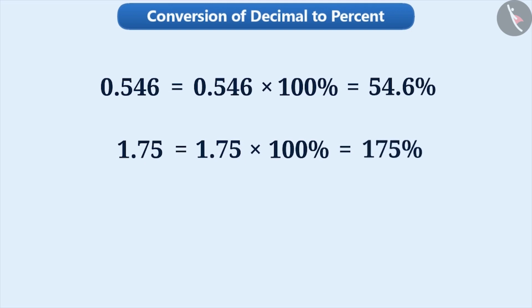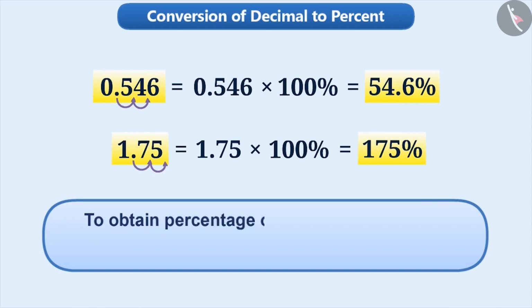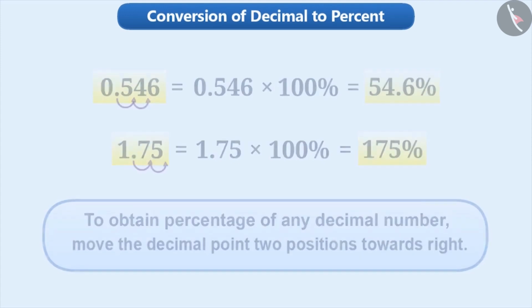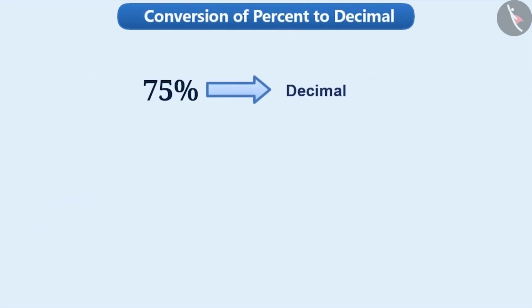Similarly, we can write 1.75 as 1.75 × 100%, which is equal to 175%. In both situations, we can see that the percent has the same numbers as in the decimal number, only the decimal point is moved to the right. In general, we can say that to obtain the percentage of any decimal number, move the decimal point 2 positions towards the right. With this understanding, can you tell the method to convert percentage into decimal? Think for a while.